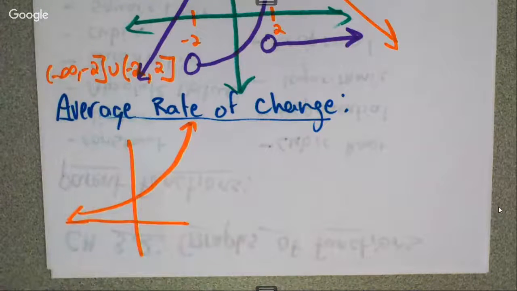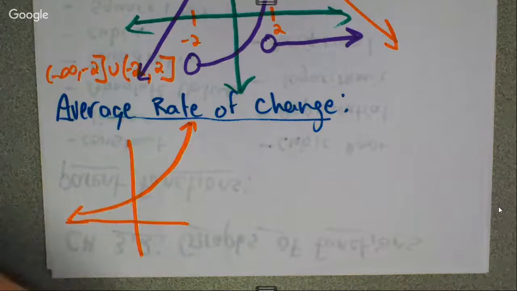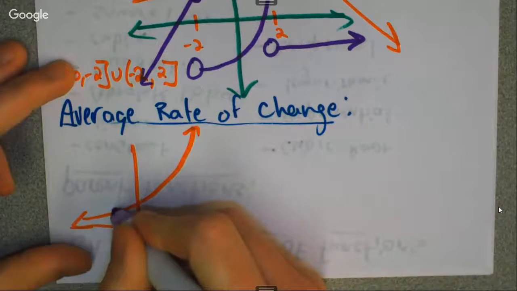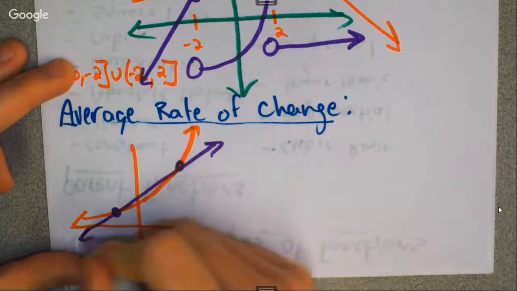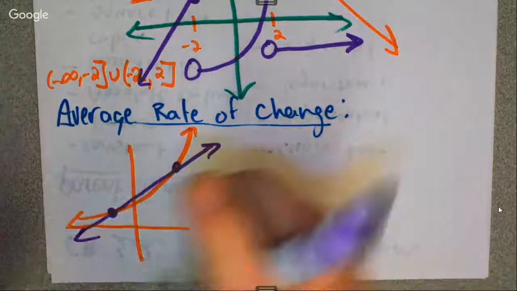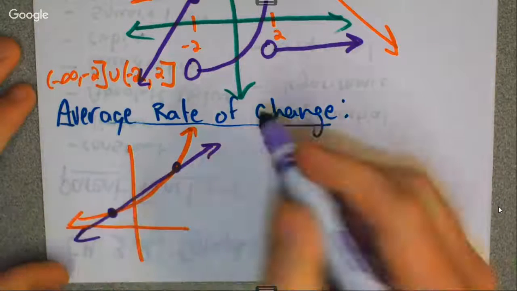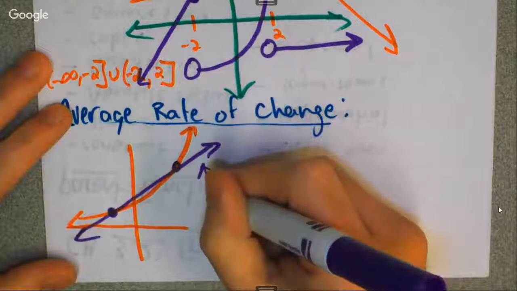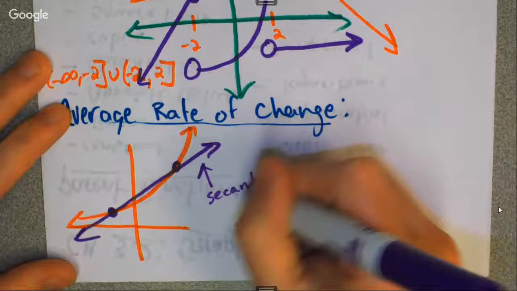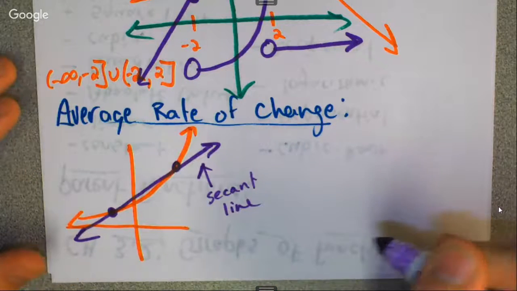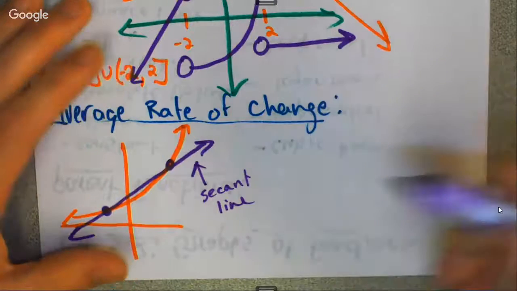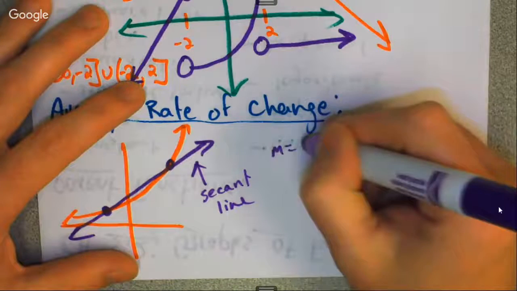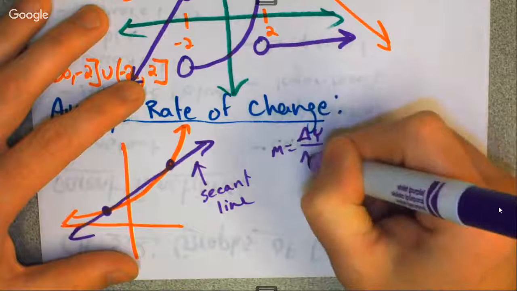Okay, I want to find the average rate of change between this point and this point right here, which I'm going to find the slope of the line between those 2 points. And that's actually called a secant line. Okay, and how do I find the slope of the secant line?